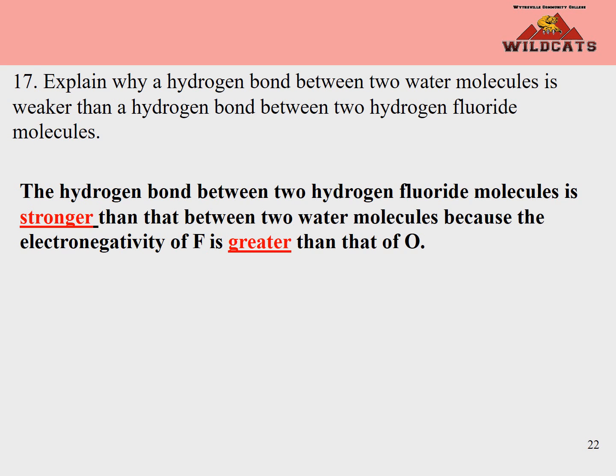Now we want to explain why a hydrogen bond between two water molecules is weaker than a hydrogen bond between two hydrogen fluoride molecules. Again, remember, fluorine loves electrons, so the hydrogen fluoride bond is stronger because it's got a greater electronegativity.